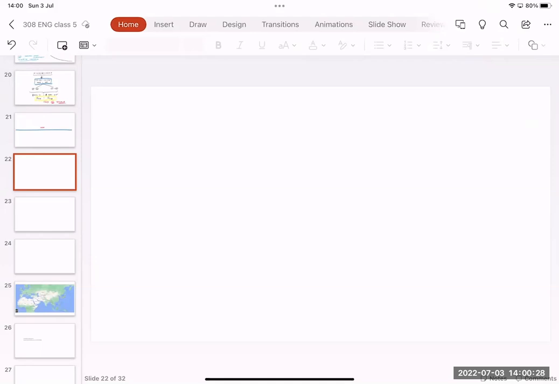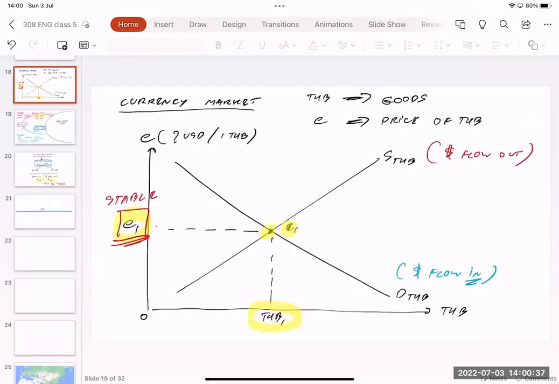Today we're going to talk more about the currency market. Last time we stopped here. The currency market, as I mentioned before. In the case of Thailand, we have the Thai baht. The Thai baht is just like a product, like a good. We have someone who wants to buy Thai baht and someone who wants to sell Thai baht. So we have a demand curve for Thai baht and a supply curve for Thai baht, right? And then we have the equilibrium point. We have the nominal exchange rate at the equilibrium point.